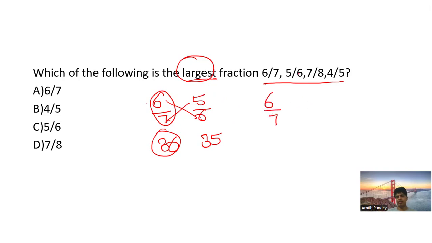Next. After this, next is 7 by 8, right? So 6 8s are 48, 7 7s are 49. So which one is larger? 7 by 8. So take 7 by 8.